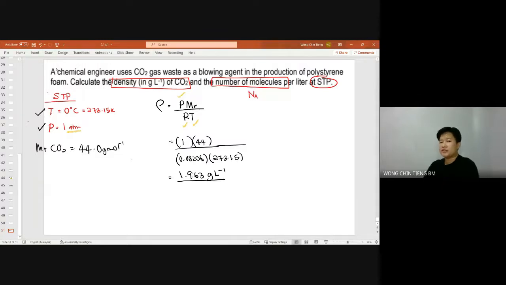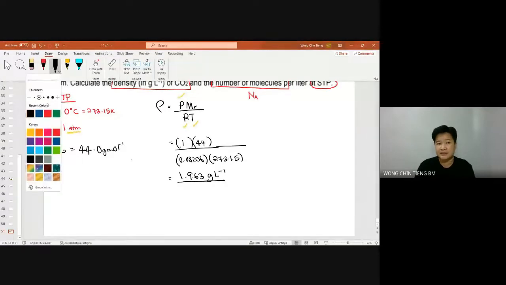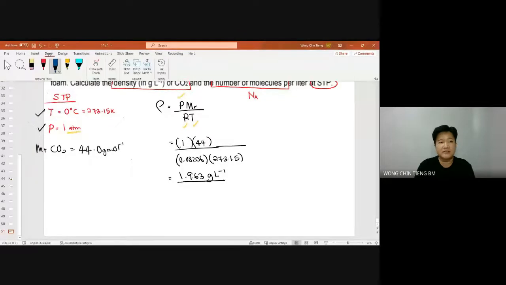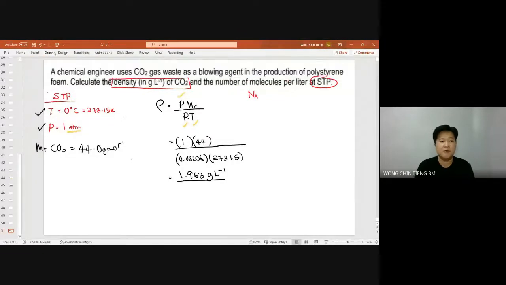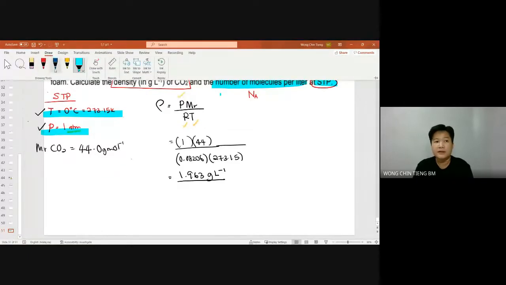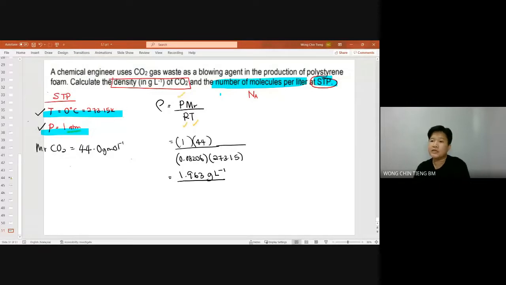So next question. Number of molecule per liter. Masih adalah at STP. The trick of this question is the sentence itself, the number of molecule per liter. Number of molecule is your Avogadro constant. Masih adalah pada STP, bermakna this temperature and this pressure is still applicable. Alright? We are still using that. But we need extra one thing. Per liter. Which means the volume right now is 1 liter.